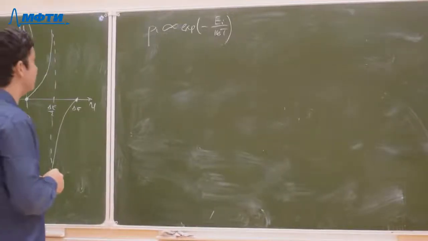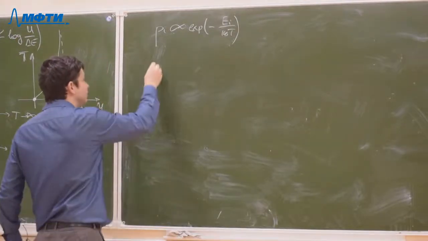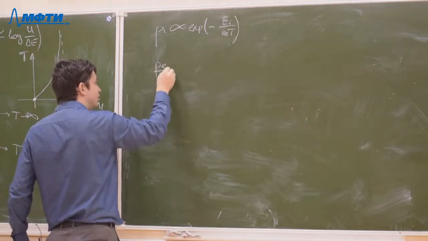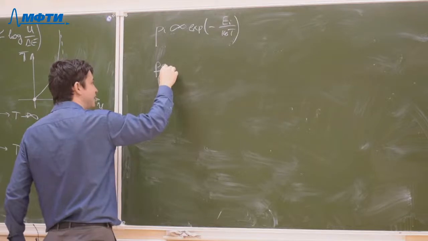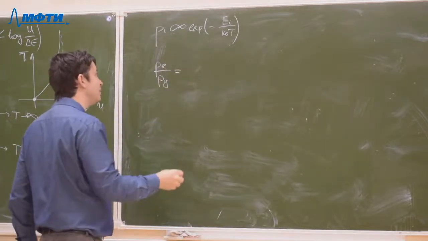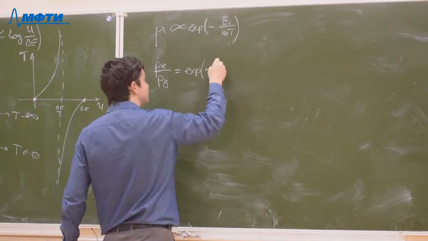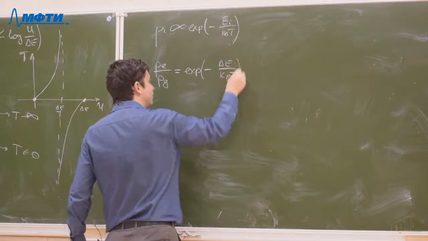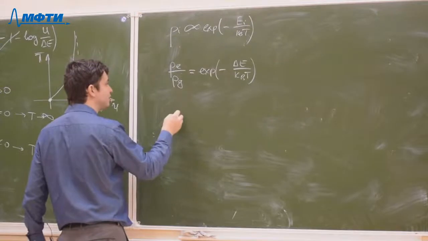Minus EI over kBT. So that means that we can calculate the ratio of probabilities for the excited state to be occupied to the probability of the ground state to be occupied, and it should be equal to exponent of minus delta E over kBT. And from this we can immediately find our temperature.